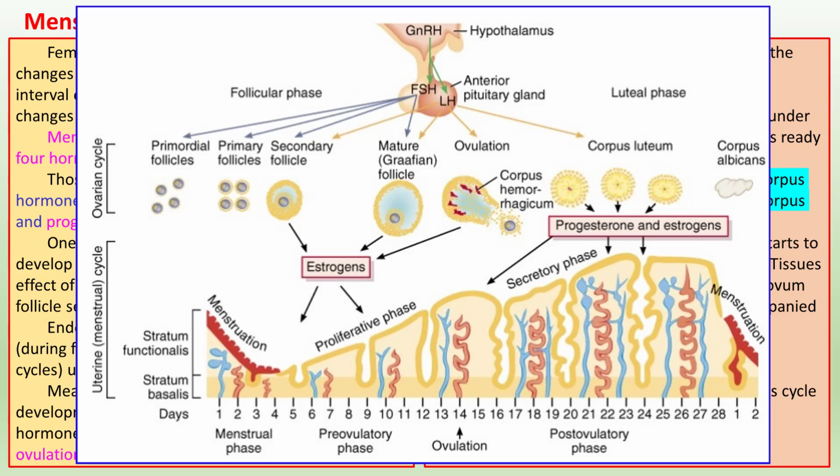Meanwhile, the developing follicle completes its development. It bursts under the effect of luteinizing hormone from the pituitary gland and the oocyte is released. This is called ovulation. The remaining tissue of the burst follicle forms the corpus luteum. The corpus luteum starts secreting the hormone progesterone.